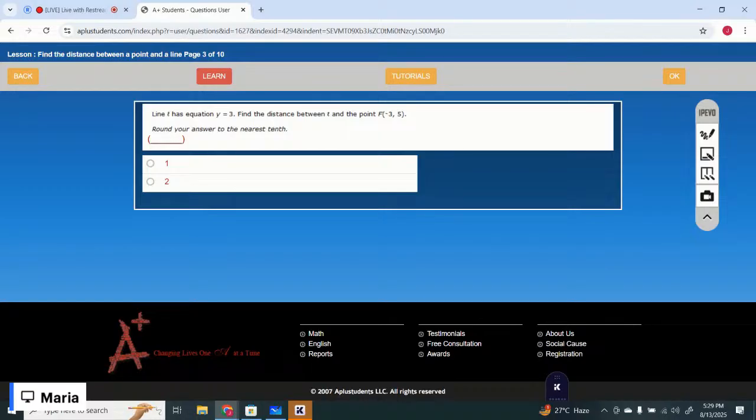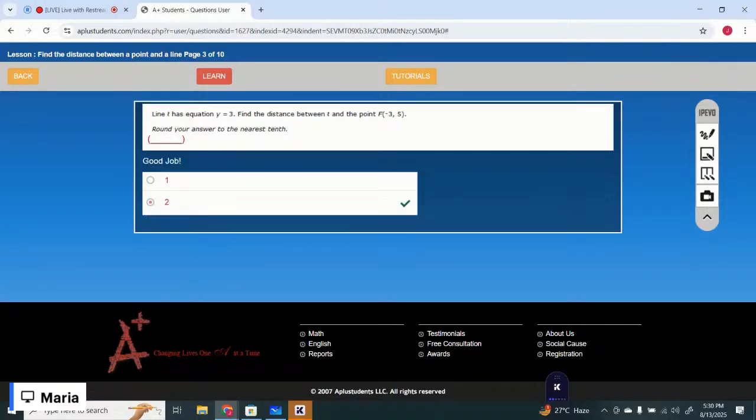Line L has equation y equals 3. Find the distance between the line L and the point F (-3, 5). That is 2. Option number 2 is the correct option.